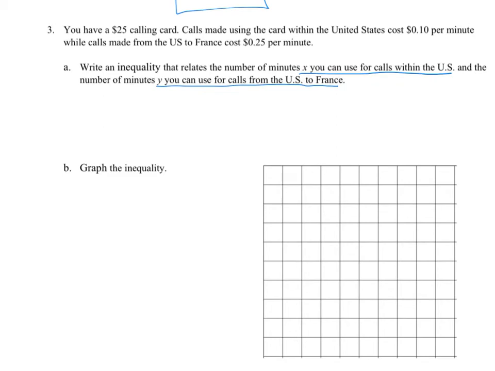Okay, so if we're spending 10 cents per call within the US, it's going to be 0.10 times the number of calls you make within the US. And then 25 cents a call to France, so 25 cents times y, the number of calls you make to France. And we need that to be less than or equal to $25. So that would be our inequality.